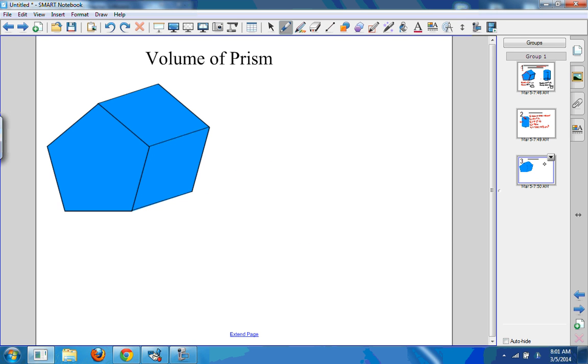All right, let's do another shape here, the volume of a prism. So the volume of a prism is the exact same formula. Area of base times the height. All right. So area of base times the height.